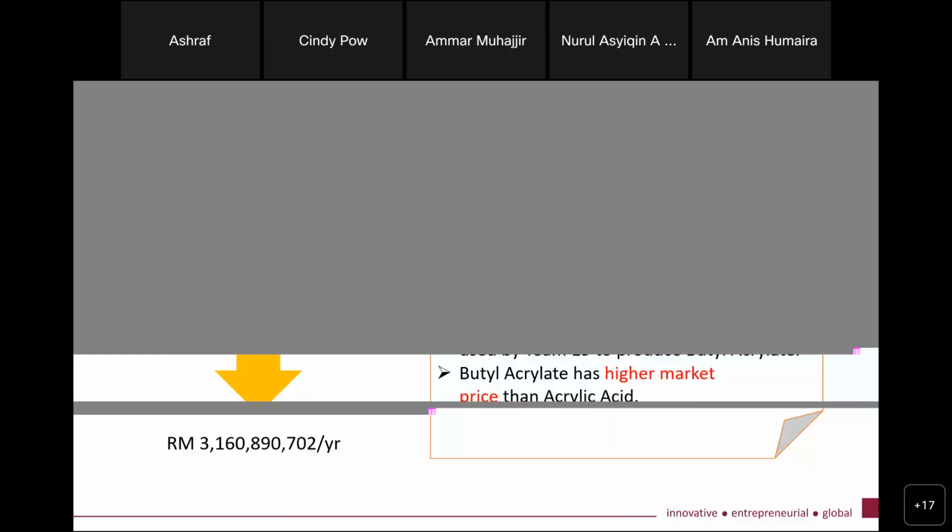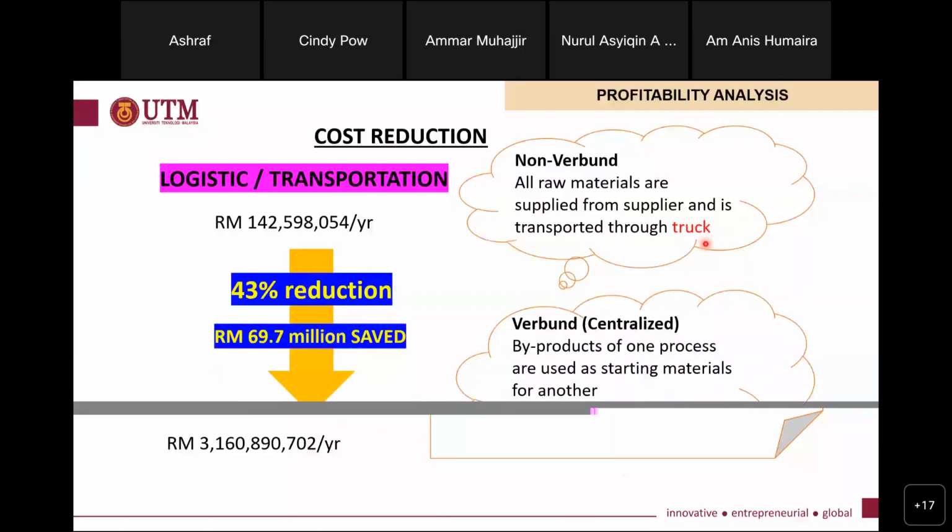While in the Verbund centralized system, the byproducts of one process are used as starting materials for another process. Pipeline is mainly used as the transportation means. This is because the 5 production plants are located in one centralized place.